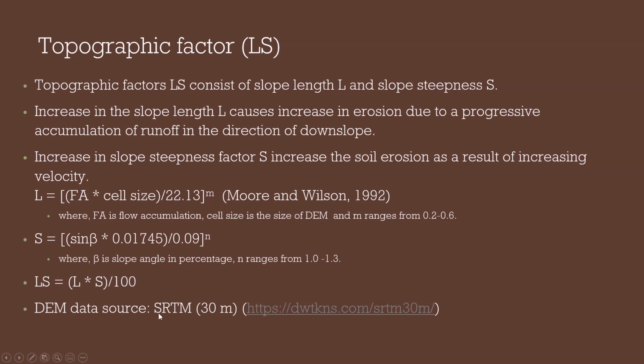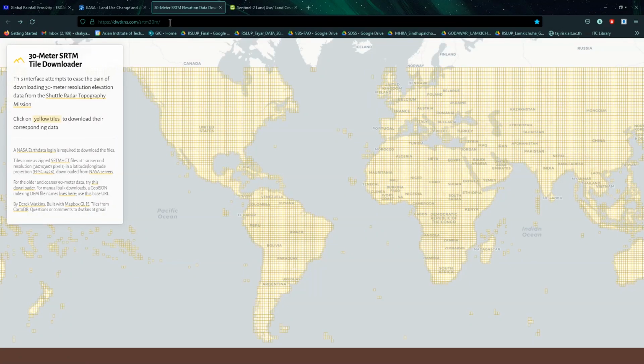The SRTM 30-meter DEM can be obtained from the following link. When we retrieve the DEM, we first calculate the flow accumulation using the drainage function in ArcPro. Similarly, we can calculate the slope using the digital elevation model. So let's go to this link first. When we go to the link, it will show this home page. The downloading is very straightforward.